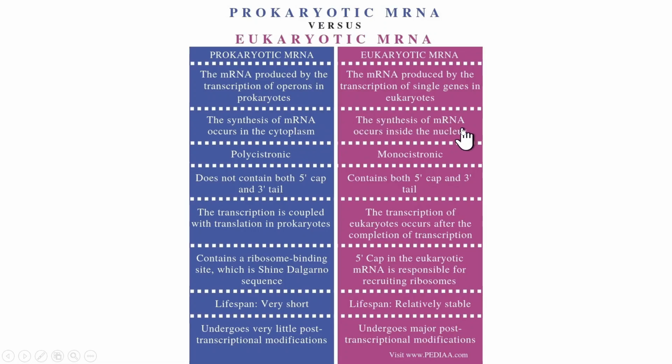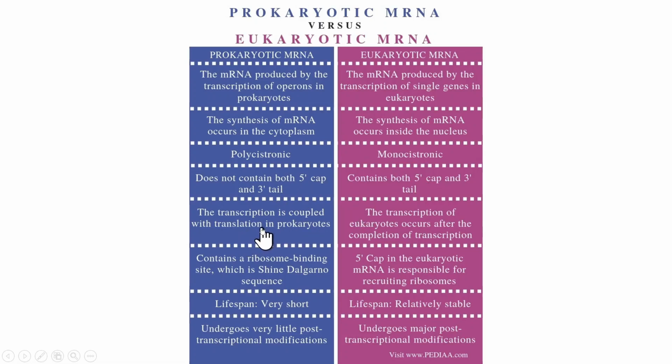In the case of eukaryote, the mRNA is formed inside the nucleus, and after the formation and maturation, it is transported outside from the nucleus to the cytoplasm. In the case of prokaryote, it is polycistronic. Here it is monocistronic. And in the case of prokaryotes, that 5' cap and 3' tail both are absent, but in eukaryote both are present.